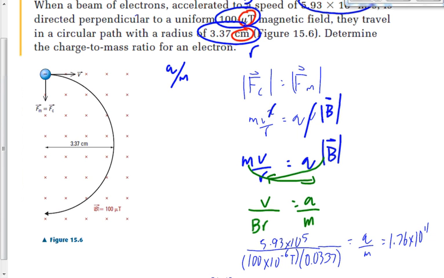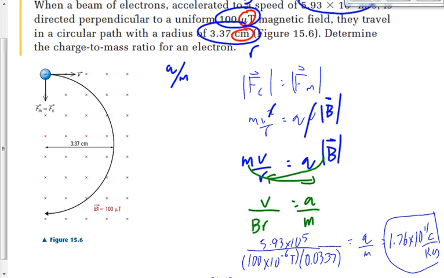Just wasn't positive. What would the units be for that? What is it? Yeah, absolutely. Charge to mass, coulombs per kilogram. Yeah, close. Coulombs per kilogram. Good?